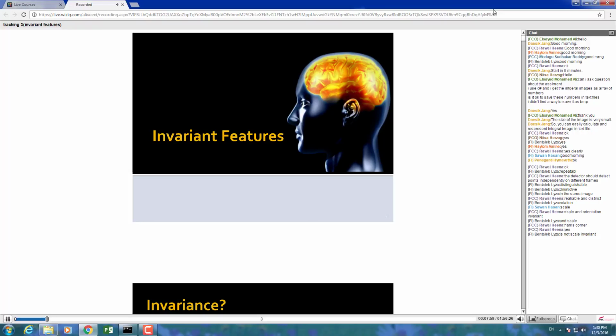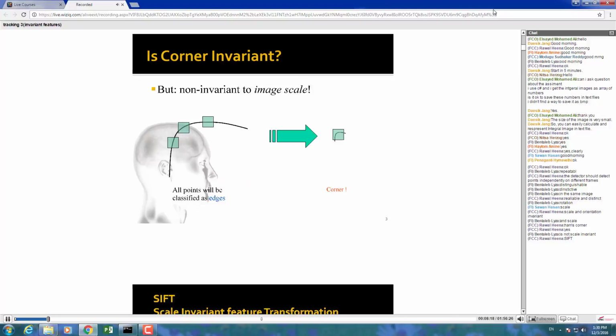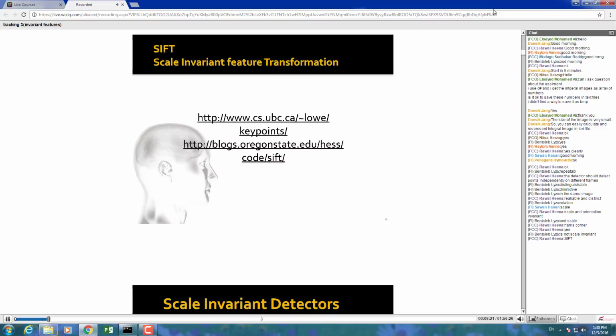Okay, so now we are studying invariant features. It means rotation invariance and scale invariance. SIFT is one of the most representative and famous algorithms for these invariant features.